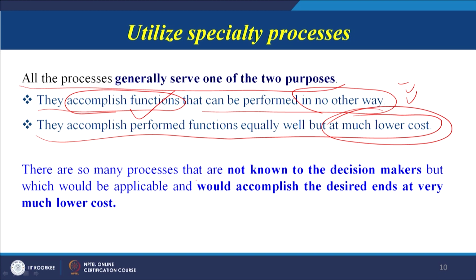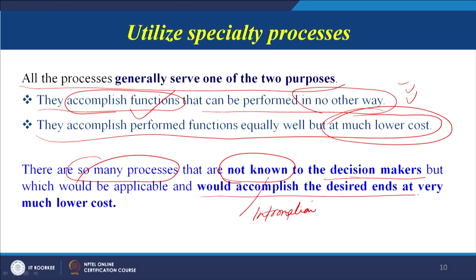There are so many processes that are not known to the decision makers. Not known means lack of information. So, information is the key word when we are doing value engineering. There are so many processes that are not known to the decision makers, but which would be applicable and would accomplish the desired ends at much lower cost. Since the information is not there, we are following the processes which are costlier. Similarly, each and every process will satisfy a particular function, and we will try to accomplish the function at a lower cost.